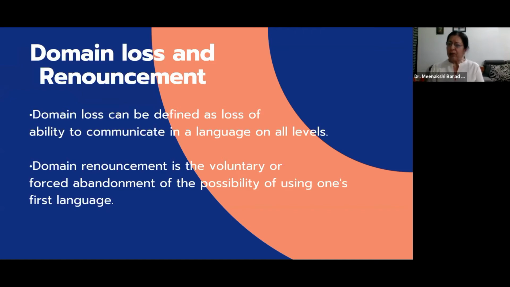Like take for example, the loss in the proficiency of languages like Latin or in the Indian context, Sanskrit. Okay. So, domain renouncement, we can say it's the voluntary or the forced abandonment of the possibility of using one's first language or native language in all communicative contexts.